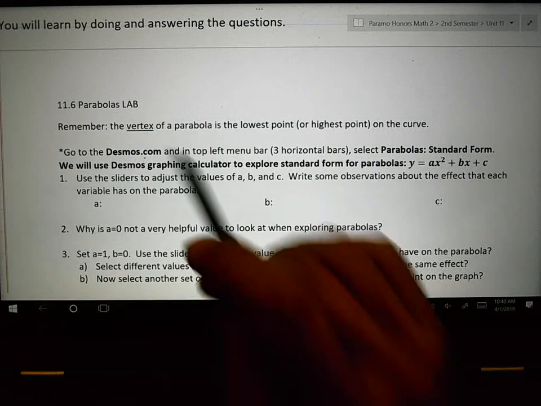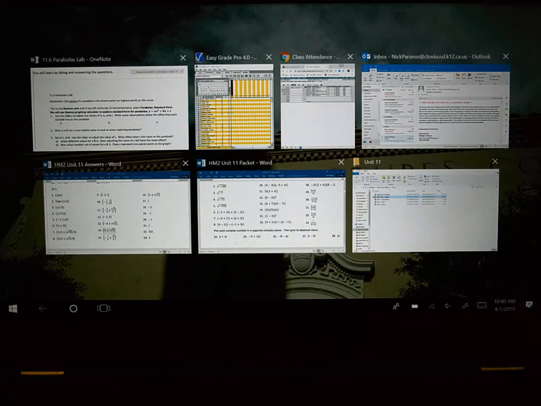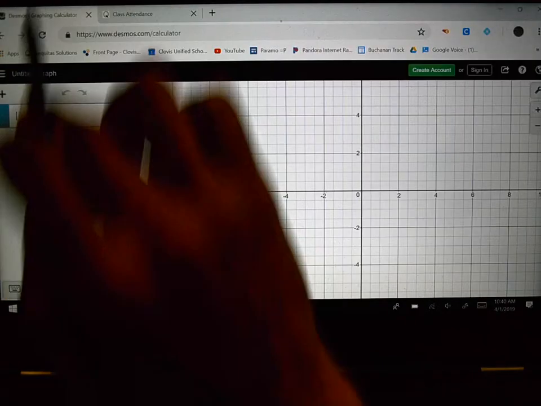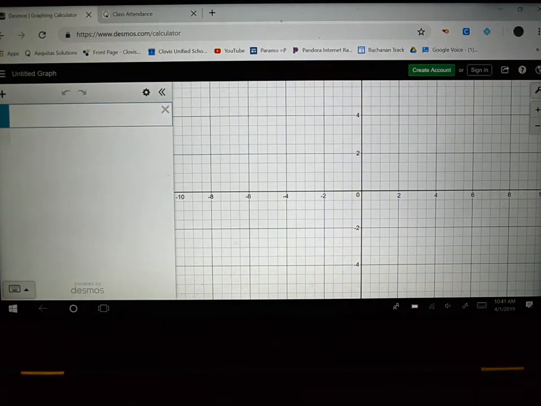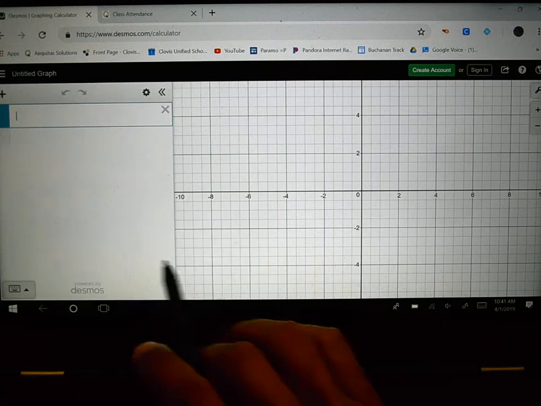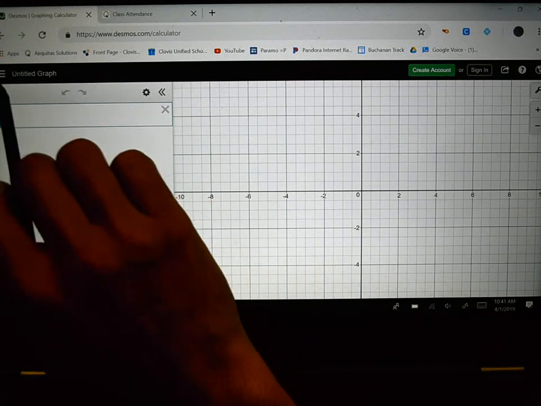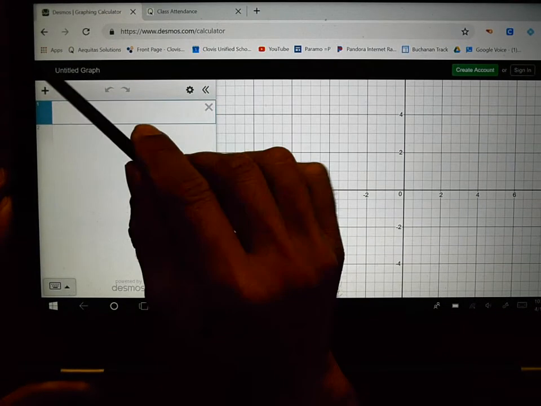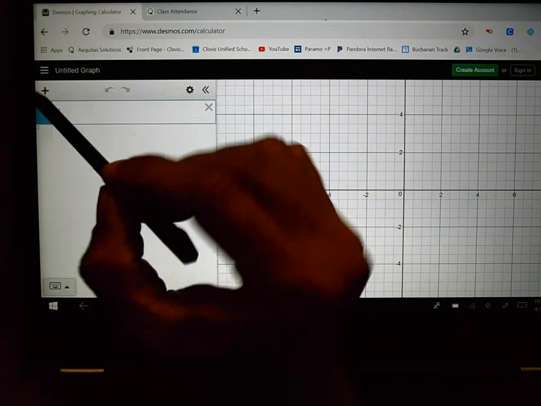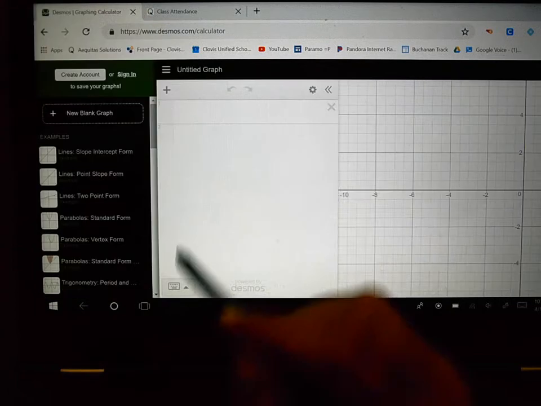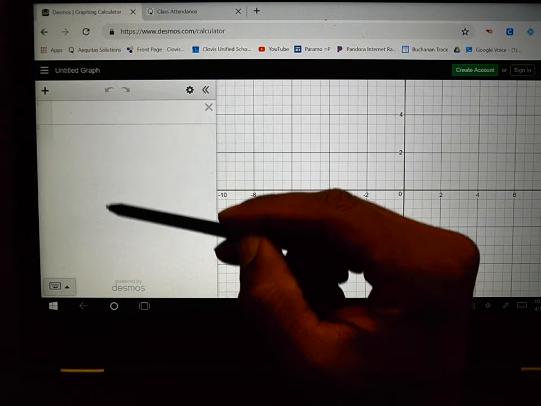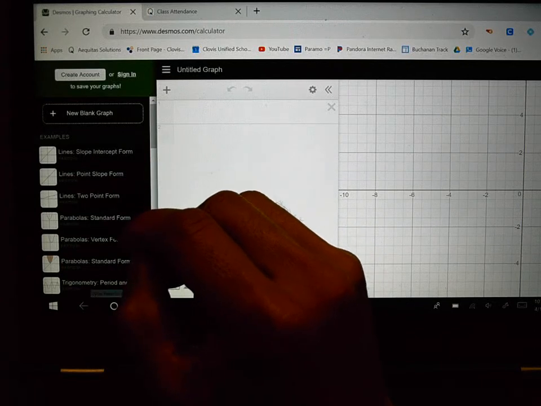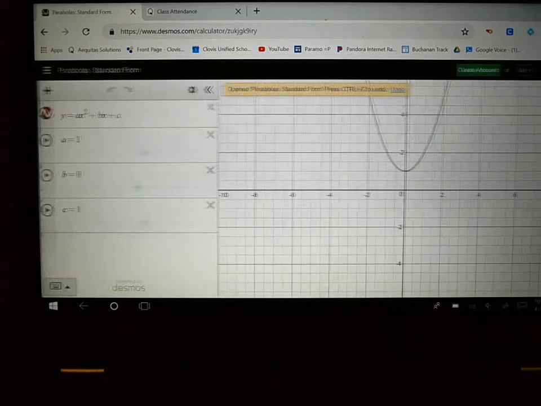It doesn't matter. When you go to Desmos.com, let me figure out which one is here we go. This one. When you go to Desmos.com, there's that blank graph and so on. It says on your worksheet that you need to go to the menu bar. And if you don't know what the menu bar looks like, it's the one that has the 3 horizontal bars. You click on that. It tells you, pick the one that says Parabola Standard Form. It's right here on the left-hand side. I click it, and I open up the graph.